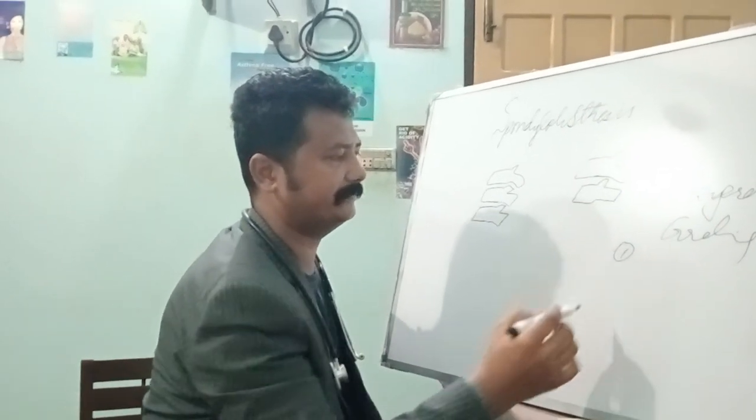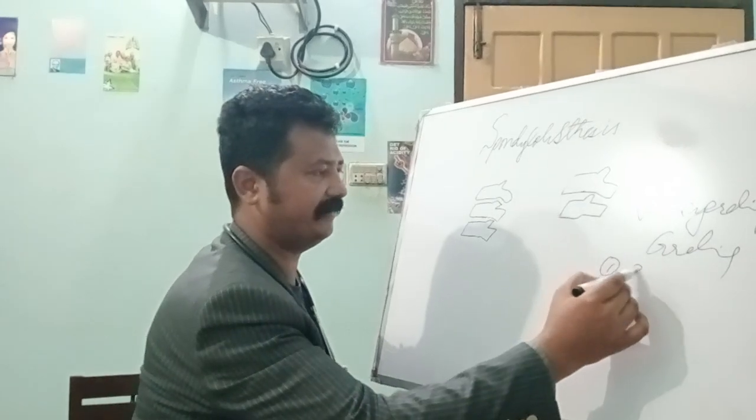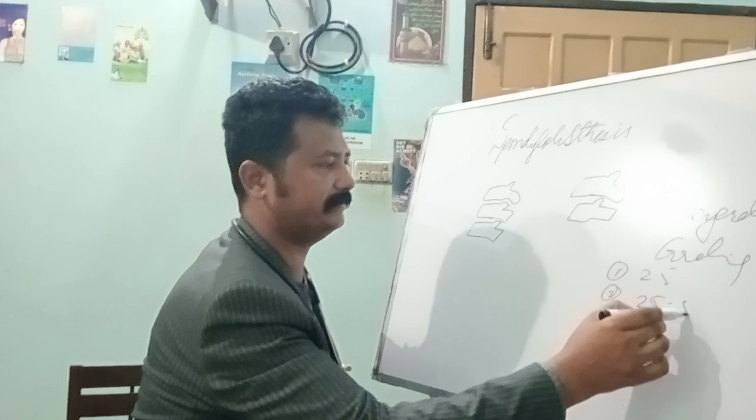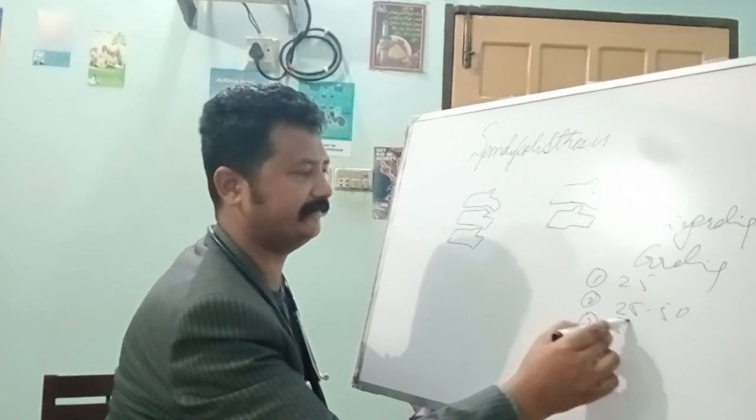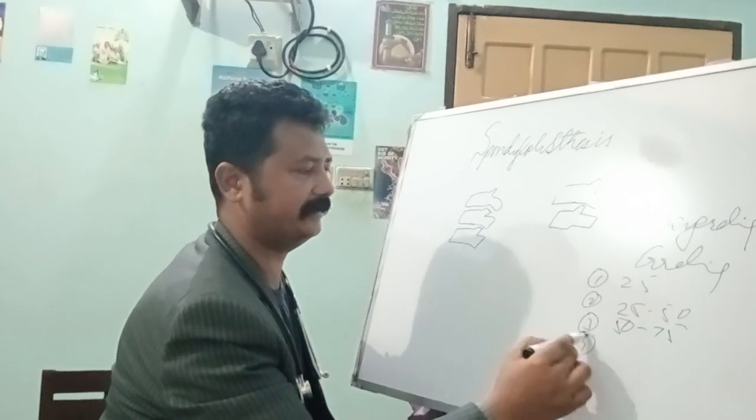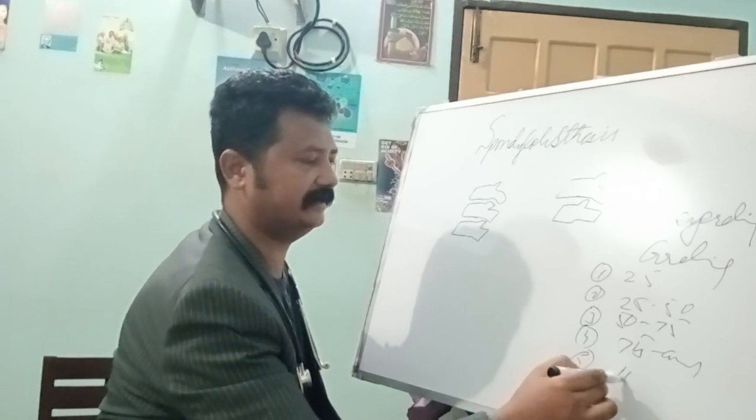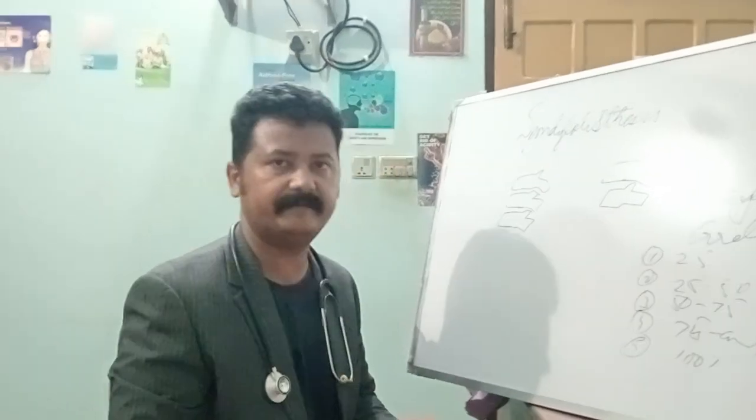In grade 1, there is 25% anterior listhesis. In grade 2, 25 to 50%. In grade 3, 50 to 75%. In grade 4, 75% to complete. And in grade 5, there is 100% spondylolisthesis.